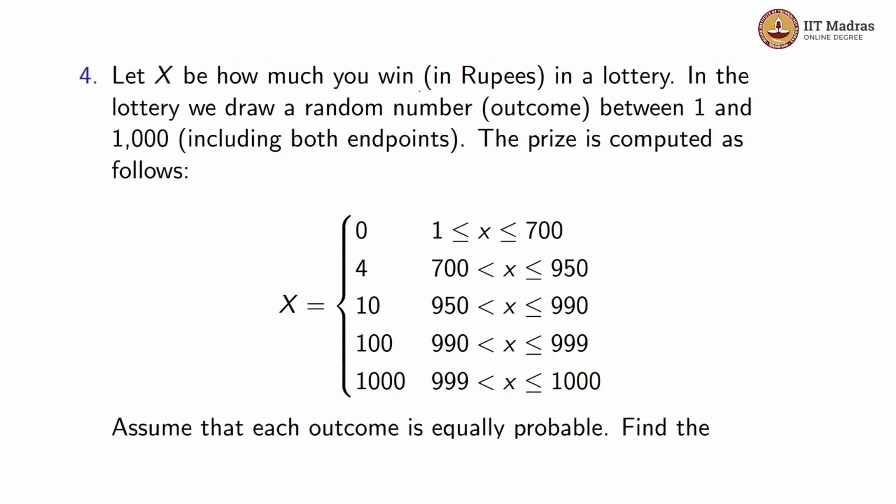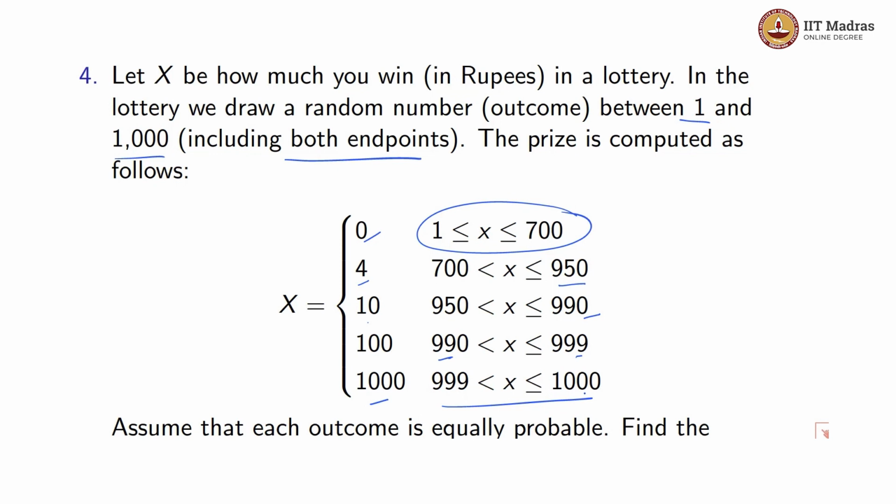Okay, let x be how much you win in a lottery. In the lottery, we draw a random number between 1 and 1000, including both endpoints. That means 1 and 1000 are included. The prize is computed as follows. You will get 0, that means you will get nothing, when your number lies in this range. Similarly, you will get rupees 4 when the number lies in this range, 10 in this range, 100 from 990, not including this point, till 999, and you will get 1000 rupees when your number lies in this range.